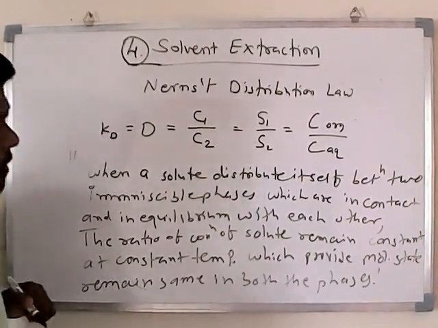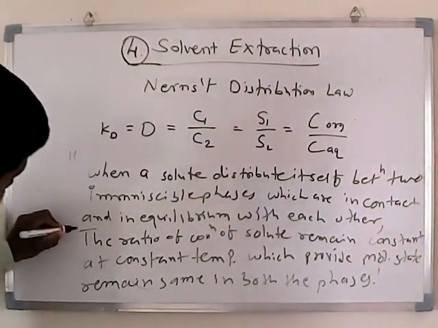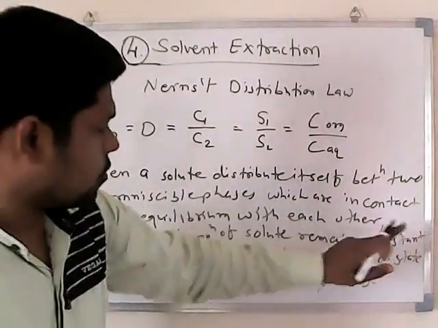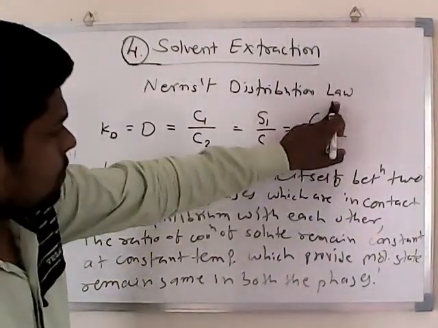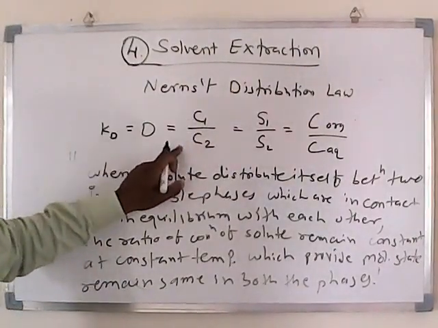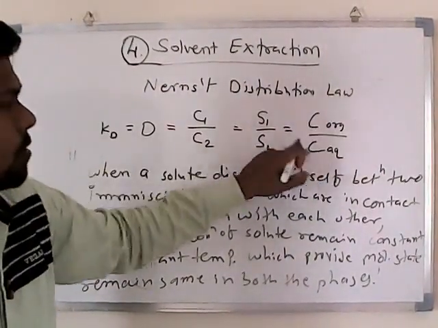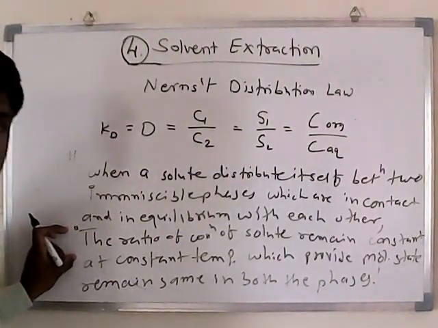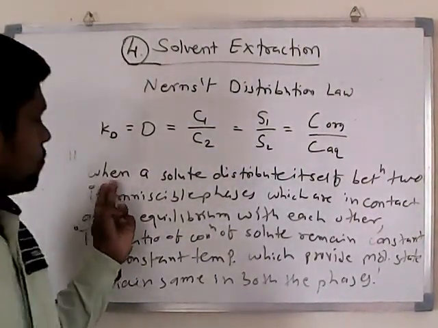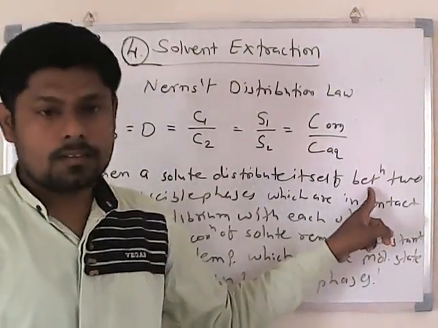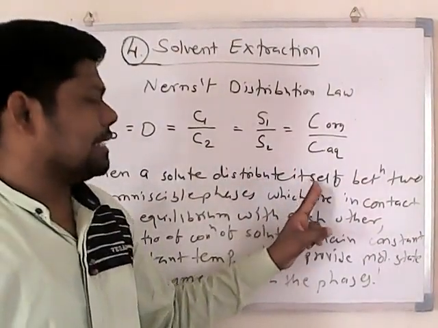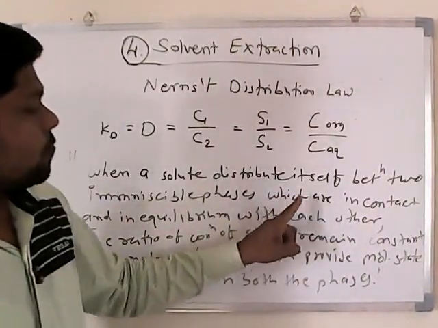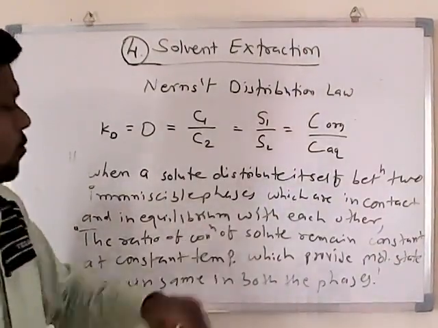Those are called some conditions, because your distribution law is here. Look here, the ratio of concentration of solute remains constant at constant temperature. That is, the ratio of the concentration of solute in two phases, like organic and aqueous, remains constant at constant temperature. So that is your main statement. But what are the conditions to fulfill the law of distribution? Condition number 1: the solute must distribute itself between two immiscible phases, and these two immiscible phases are in contact and in equilibrium with each other.